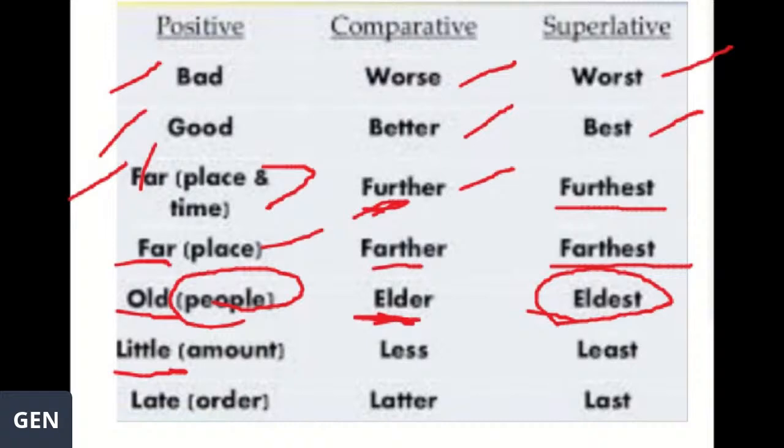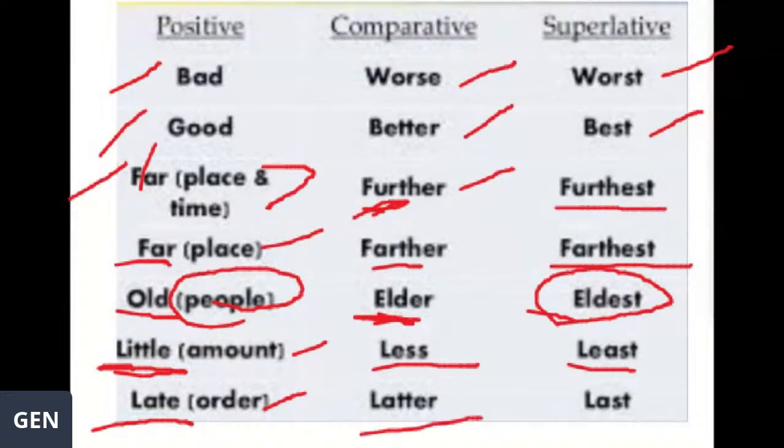Next, little. Let's use little for amount. The comparative is less, and then the superlative for that is least. That's it. Next, late. Late, that would be for order. When you talk about order, we use later, and the superlative for that is last. Okay? So that's it. Next, let's move on to the next one.